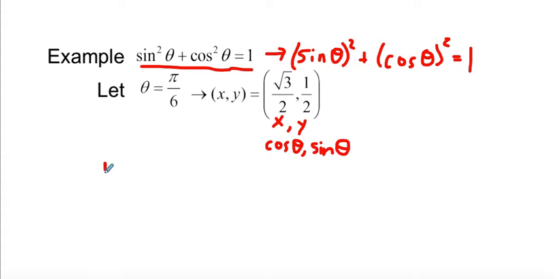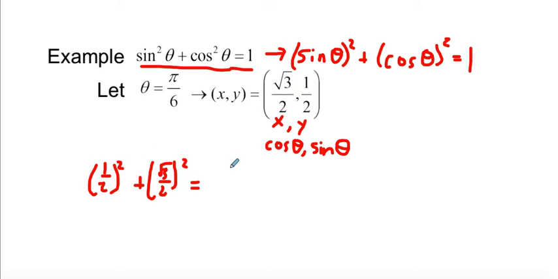So I can take 1/2, because that's my sine. So it says sine squared plus cosine, which is the square root of 3 over 2, or your x value, squared. And that's supposed to give us 1. So let's see if it does.